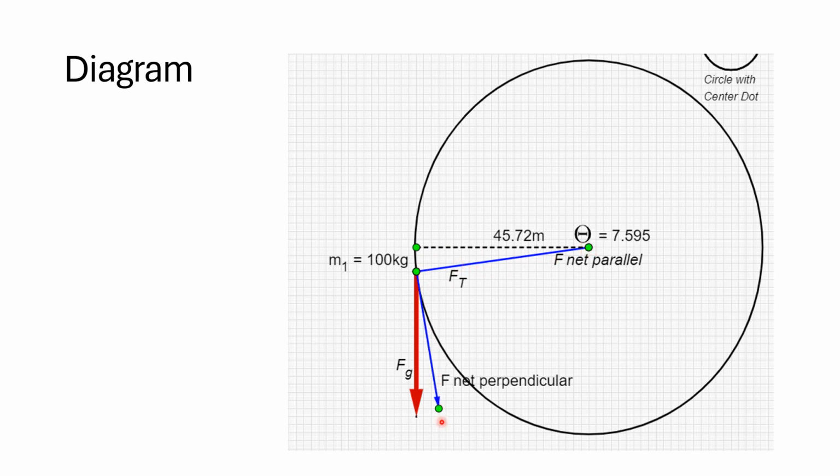And then as you can see here, here's a little bit of a free body diagram. So this is going to be the F net perpendicular, and this is going to be F parallel. Force tension, of course, is running F parallel. And then the force gravity is going to be a little bit different here. And again, this angle right here is going to be 7.595 degrees. For my calculations, I just made the mass 100 kilograms. It's a little bit heavier than the average person, but it just makes calculations a little bit easier as we go through, and easier to follow.